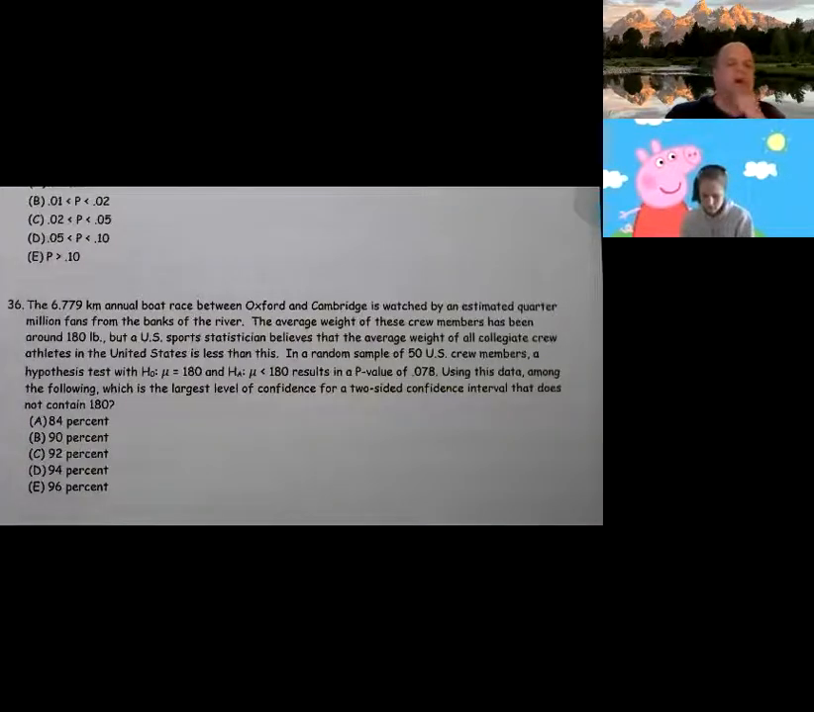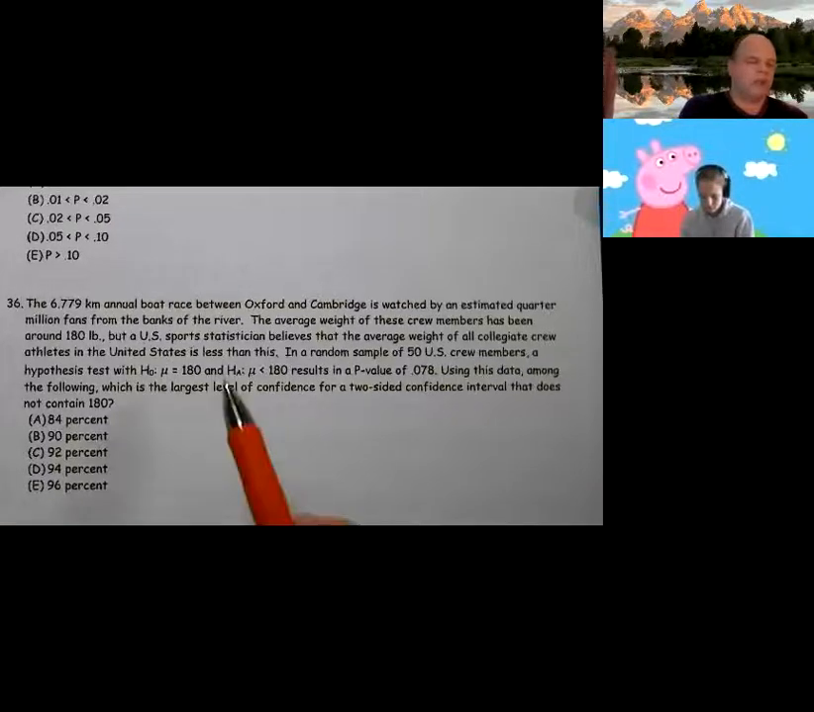All right, this is a great question. This is question number 36. And in this question, the annual boat race between Oxford and Cambridge is watched by an estimated 250,000 fans from the banks of the river. The average weight of these crew members has been around 180, but a U.S. sports statistician believes that the average weight of all collegiate crew athletes is less than this.